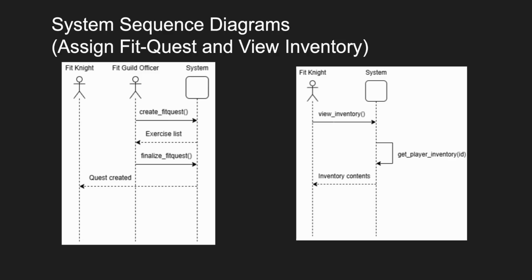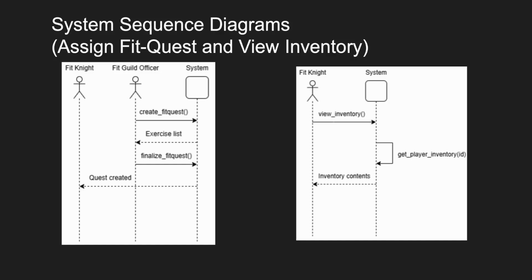For the assign Fit Quest and view inventory system sequence diagrams, in this instance, for assign Fit Quest, the Fit Guild officer is going to state, hey, I want to create a Fit Quest for this user. The system's going to be like, okay, here's the list of exercises. The Fit Guild officer is going to choose the exercises and specify all the other details as mentioned before. And then the system will let the Fit Knight know, once the Fit Guild officer created the quest, that, hey, you have a new quest available.